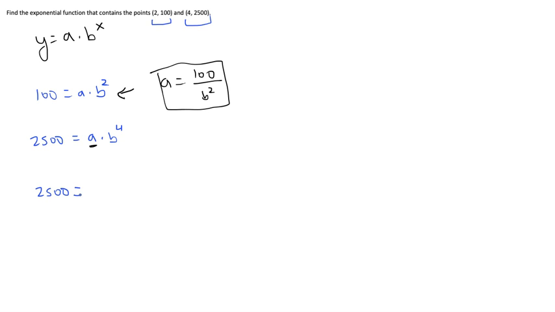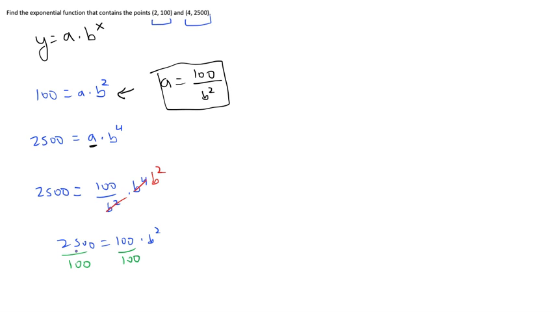2,500 equals a, but instead of putting a, I'm going to put the expression from the other equation that I used. So 100 over b squared times b to the fourth power. Now you notice that in this case, some of these b squareds just cancel out. So I get 2,500 equals 100 times b squared. You notice now I can divide both sides by 100.